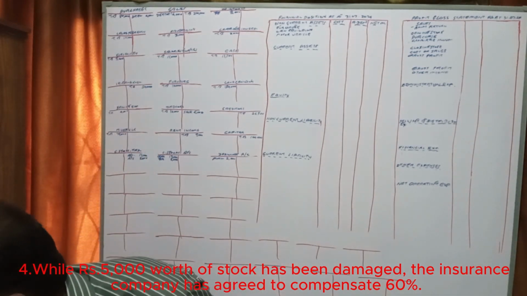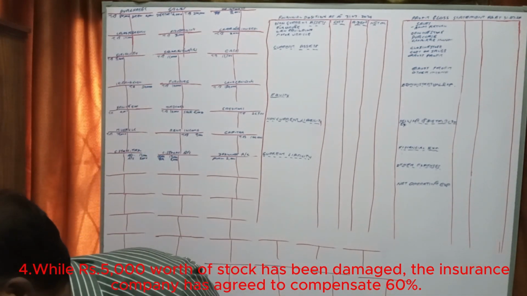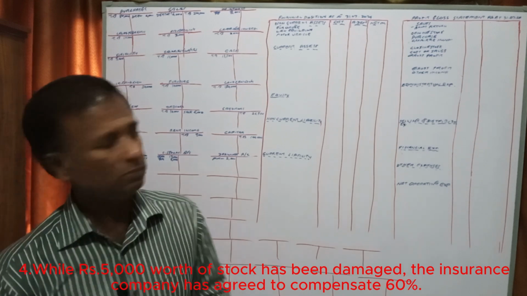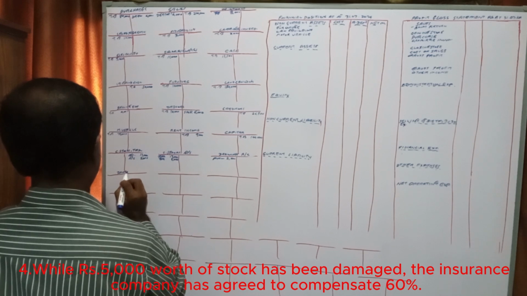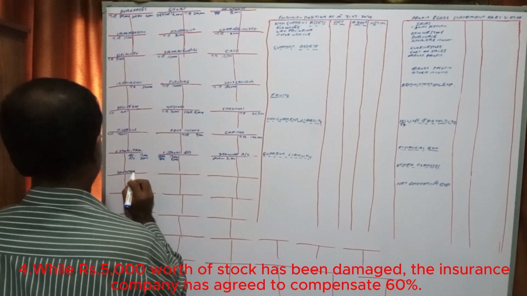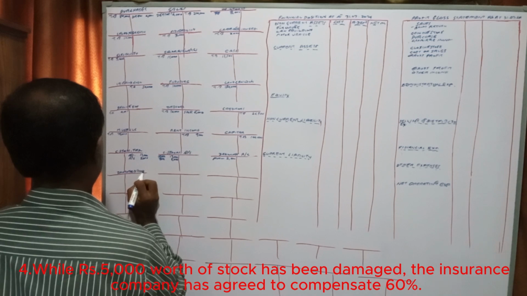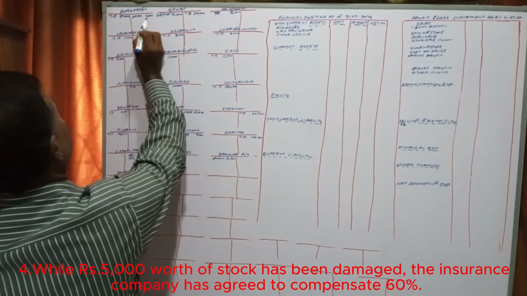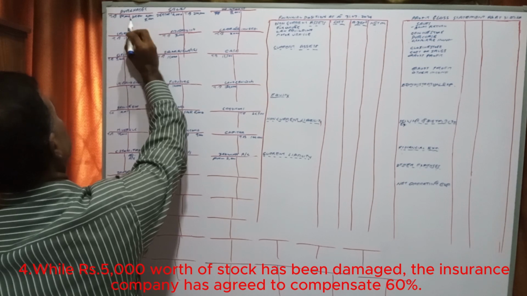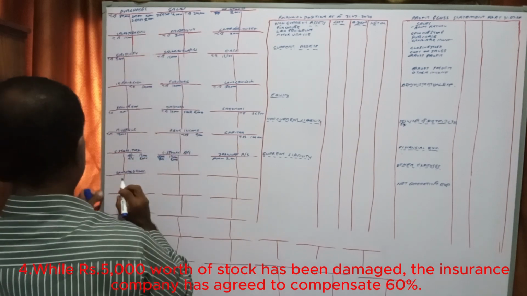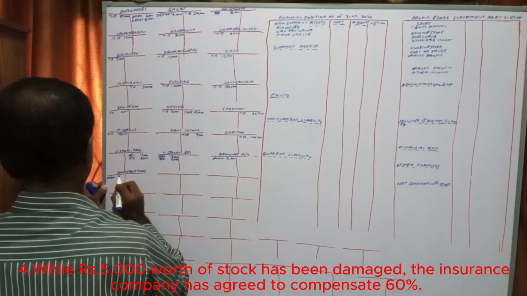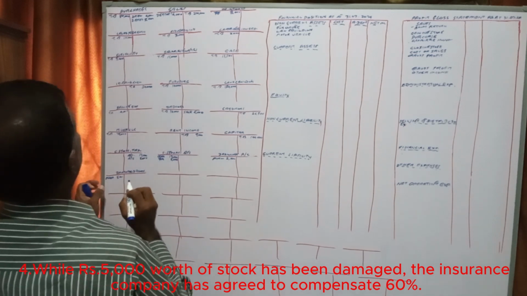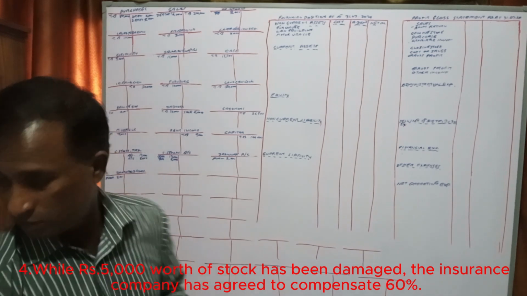And the fourth one is 5,000 worth of stock that has been damaged. Damaged goods, we have to deduct it from purchases. Damaged goods account debit 5,000, purchases account credit 5,000.